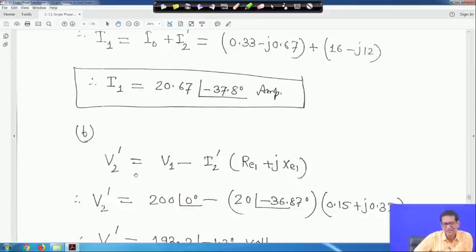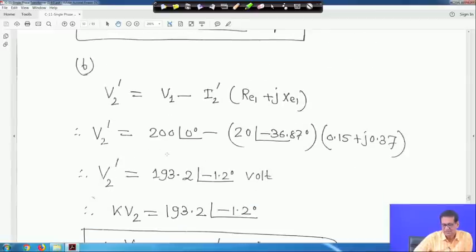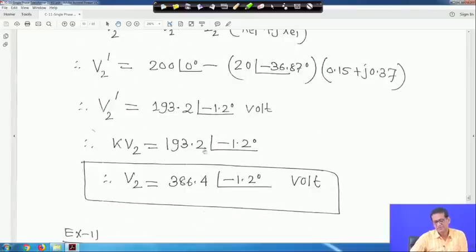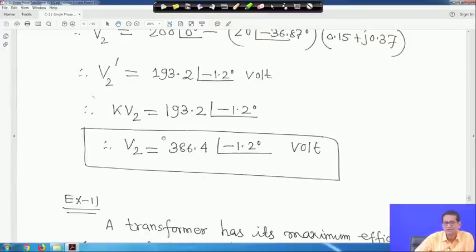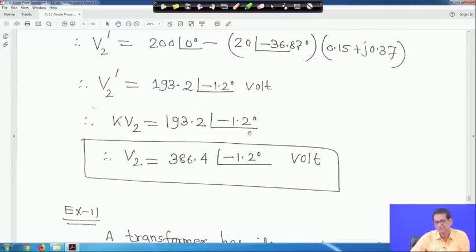And V2 dash, we know this, earlier we have solved problems, we have seen the derivation also. V2 dash will be V1 minus I2 dash into RE1 plus jXE1. In that case, after solving you will get V2 dash as 193.2 angle minus 1.2 degree volt, and we know that V2 dash is equal to K V2. So, V2 will be 386.4 angle minus 1.2 degree volt, because K is equal to half, as the voltage ratio is given 200 by 400. So, this problem is a simple problem.